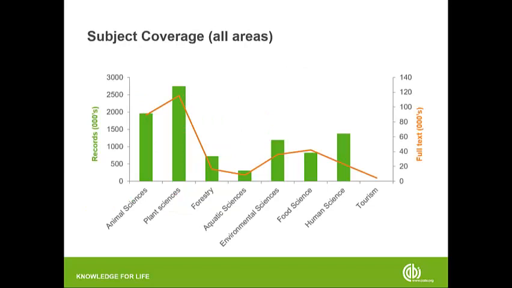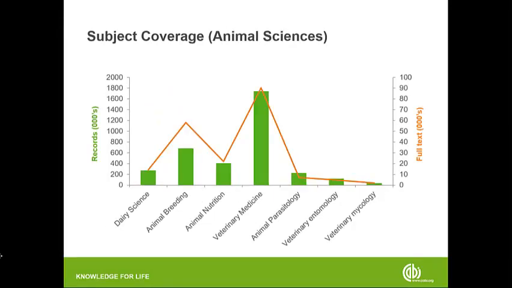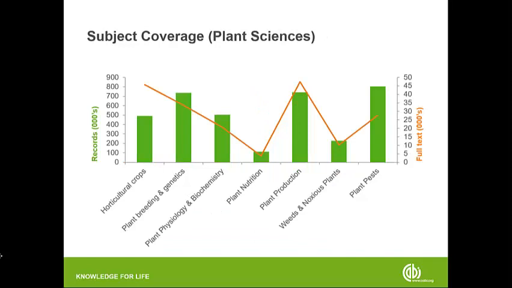The subject areas that we cover, we could summarize them in the below chart: animal sciences, plant sciences, forestry, aquatic sciences, environmental sciences, food sciences, and human sciences, and tourism. And if I may take some of your time to give you some examples of each of these main subjects. If I mention animal sciences here, we're talking about dairy sciences, animal breeding, animal nutrition, veterinary medicine, etc., veterinary entomology.